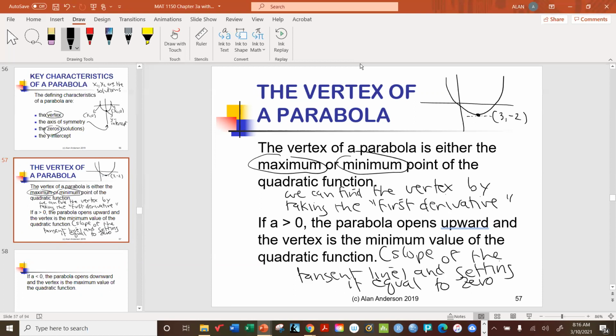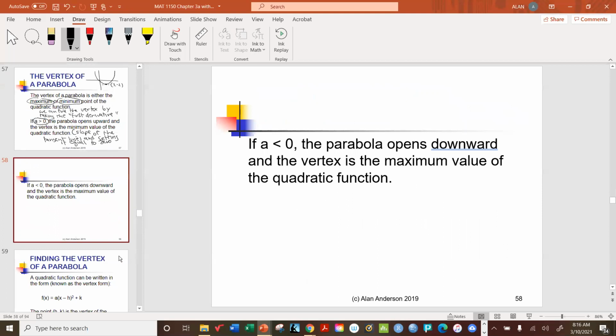Now, of course, if the parabola is upside down because the squared term is negative, then the vertex would be the maximum point. In other words, imagine this being flipped upside down. All right, so you can imagine what that would look like. Something like this. Again, you'd have a tangent line with a slope of 0. And by the way, if you've forgotten, tangent simply means it only touches the function at one point.